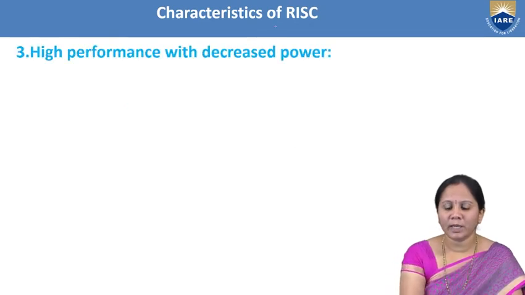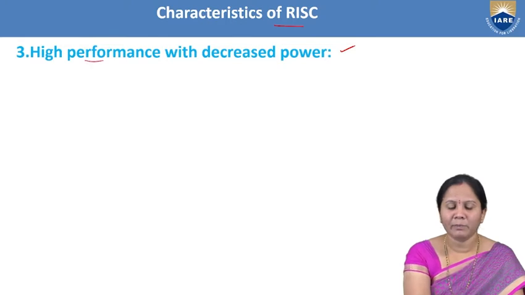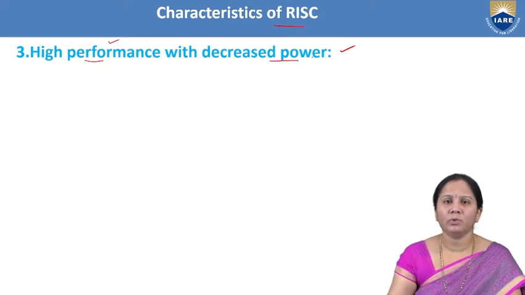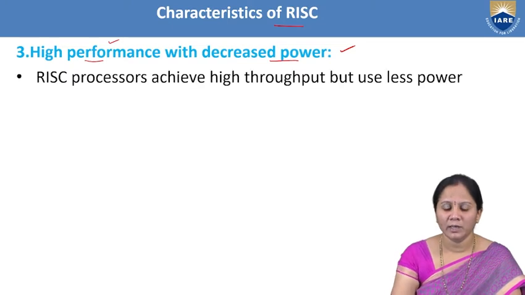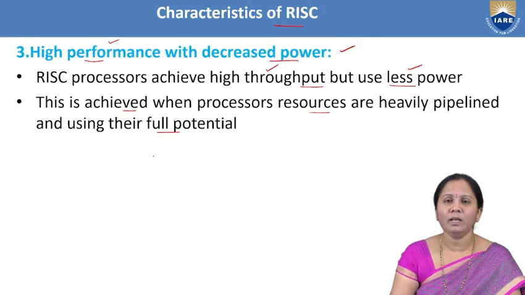Some more characteristics of RISC are high performance with decreased power. Though it produces high performance, the power it uses is very low. RISC processors achieve high throughput with less power. How is this achieved? High throughput with less power can be achieved when the processor's resources are heavily pipelined, using their full potential.